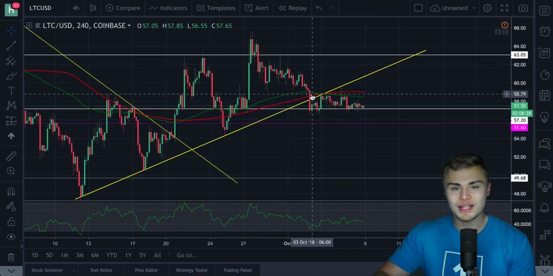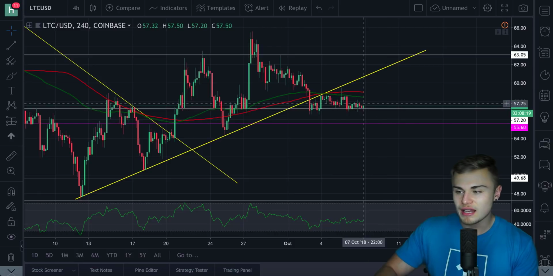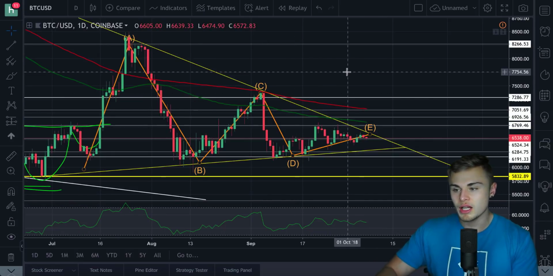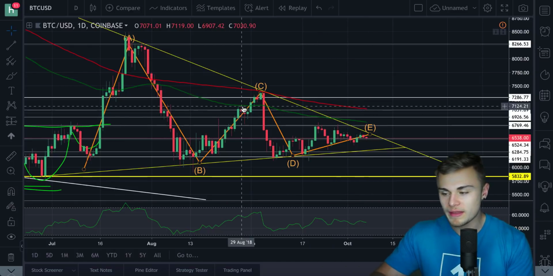So I think what Litecoin is doing is it's waiting. And it's waiting for Bitcoin. That's how I'm seeing this. It's literally just trading out and consolidating in respect to the formation that Bitcoin is forming here. So I think we're literally just going to trade sideways until we see some sort of movement within Bitcoin.